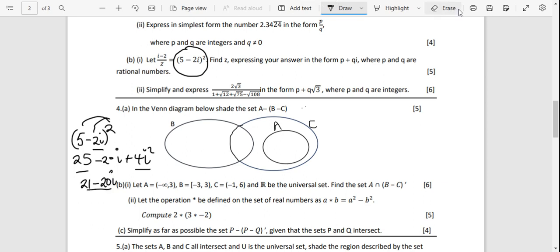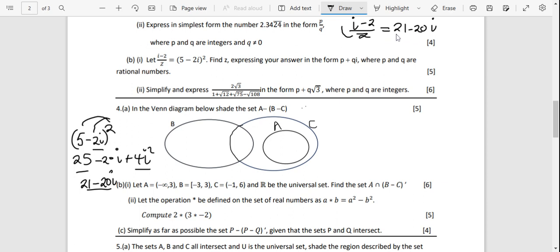So I'm going to rewrite now what I have here. I'm going to write it as, you've got i minus 2 over z, and this is equal to the (5 minus 2i) squared. I'm going to put 21 minus 20i, since I've already simplified. Now, I want to make z the subject of the formula. Okay, let me make it simple.